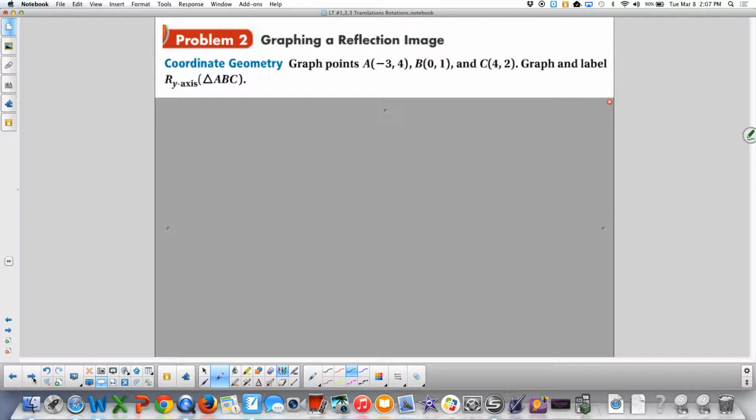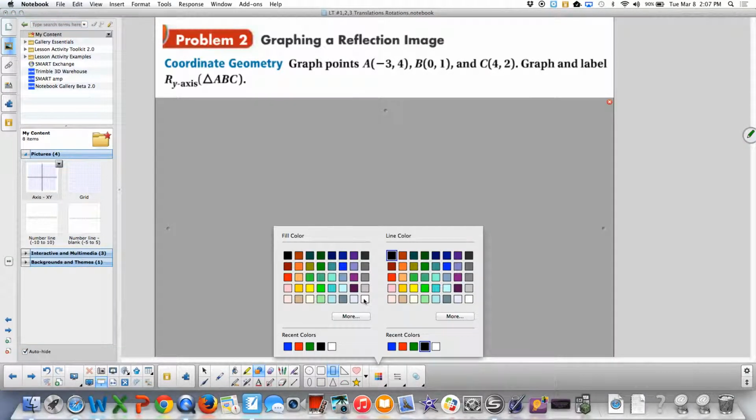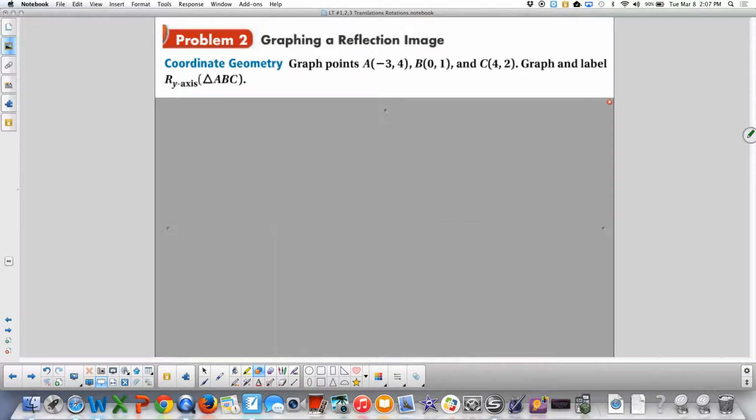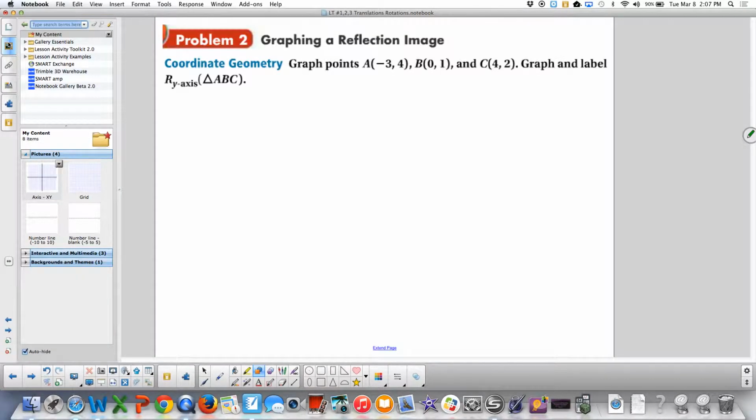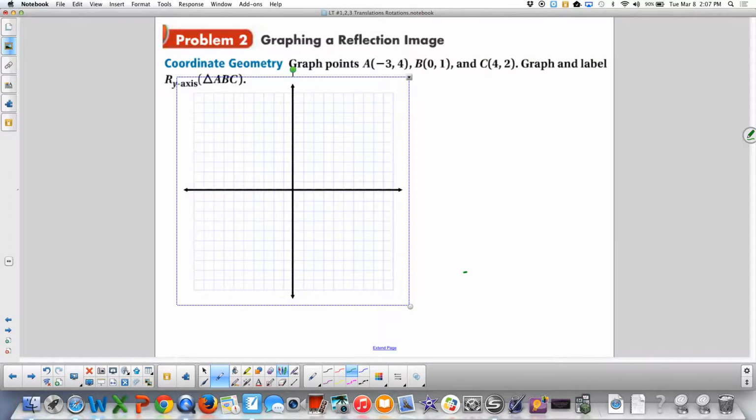So if we look at this example, we are going to see if this is an example of rigid motion. The first thing is to graph the points. Let me show you what that looks like. So let's get a graph. And we're going to graph the original, negative 3, 4. 1, 2, 3, 1, 2, 3, 4. 0, 1. 1, 2, 3, 4, 1, 2.